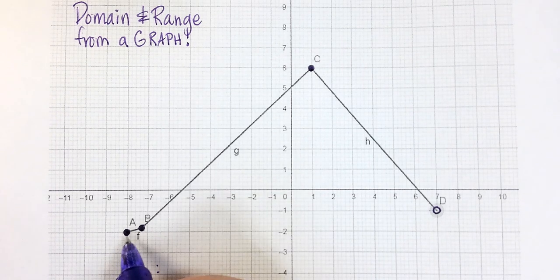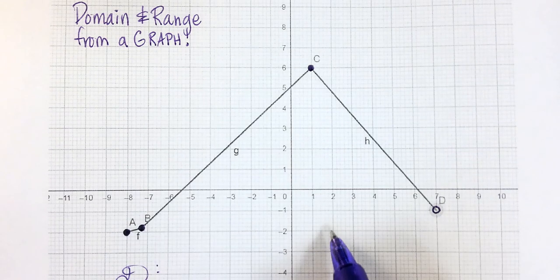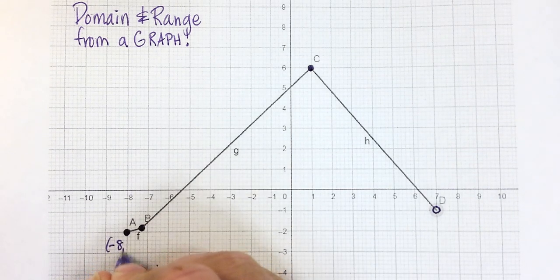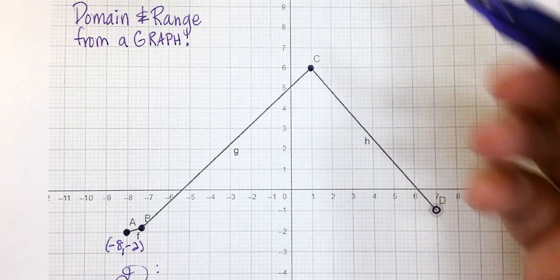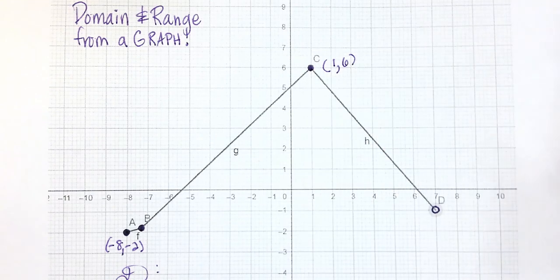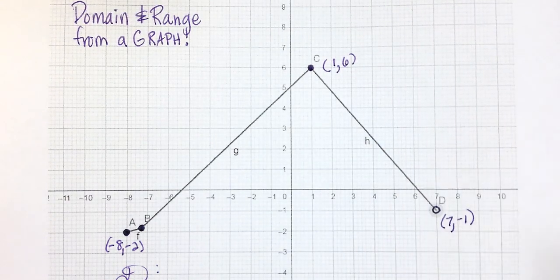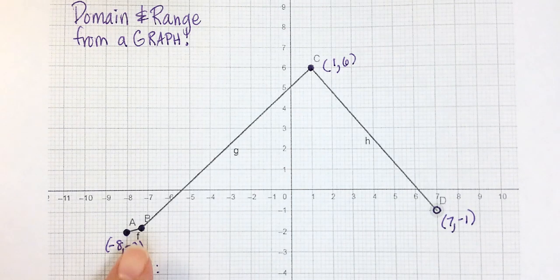So this ordered pair here that's A is going to be -8, -2. This ordered pair is 1, 6. And this ordered pair is 7, -1. We don't really need B because it's in the middle. It's not the highest point. It's not the lowest. It's not the furthest left or the furthest right. So we don't really need that when we're determining the domain and range.